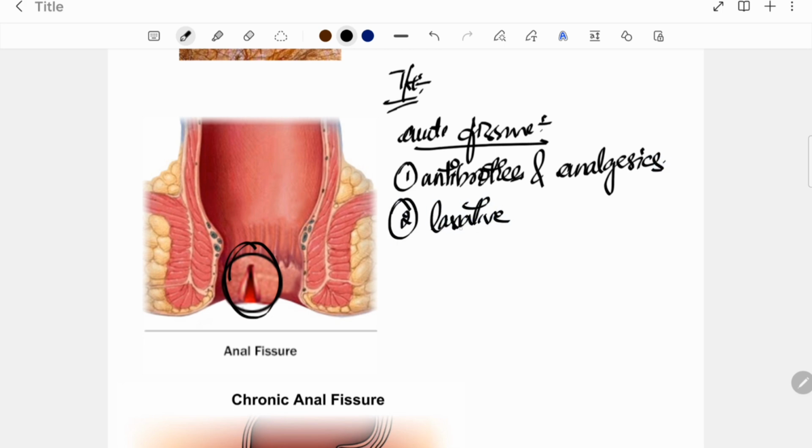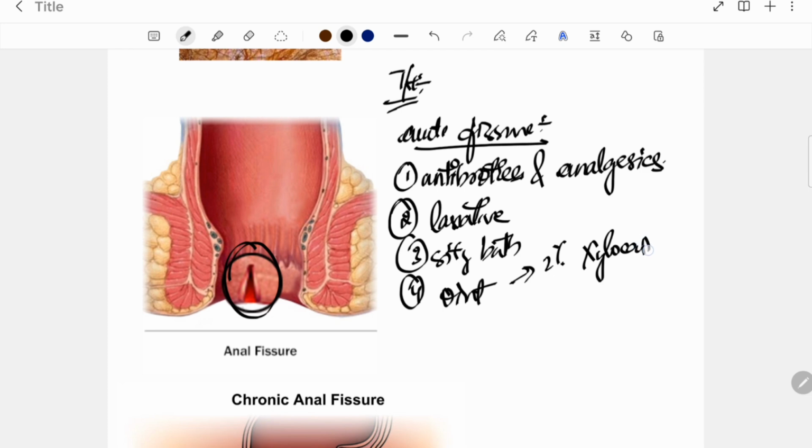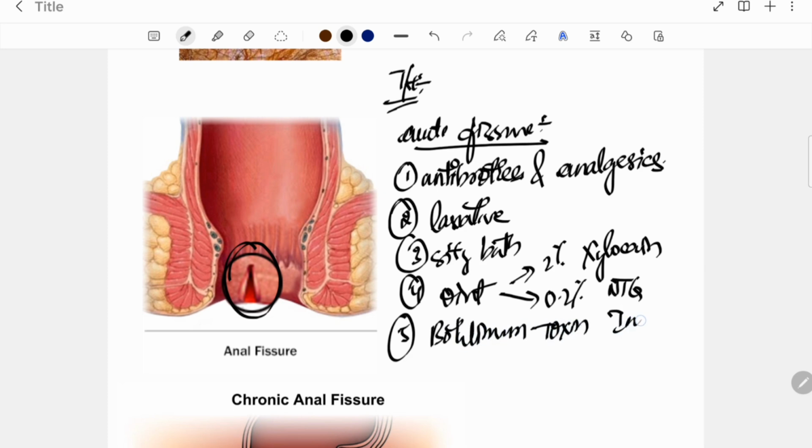laxatives, sitz bath, and the ointment of 2% xylocaine and 0.2% nitroglycerin, and botulinum toxin injection to decrease the spasm.